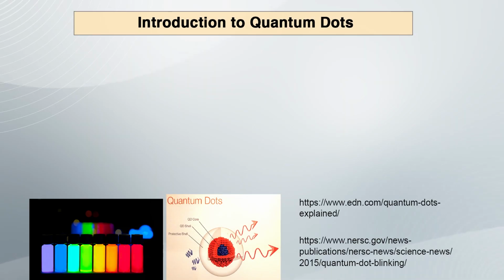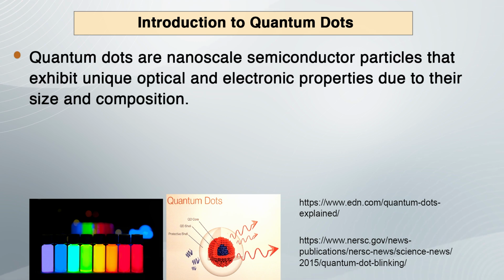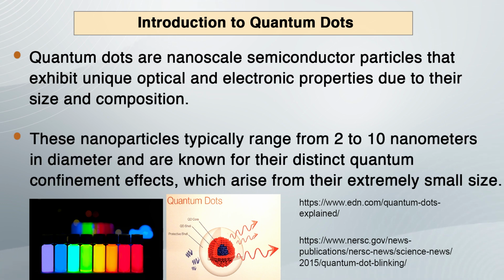We have already discussed the carbon buckyball. Now we will discuss what is the quantum dot. Quantum dots are nanoscale semiconductor particles that exhibit unique optical and electronic properties due to their size and composition. These nanoparticles typically range from 2 to 10 nanometers in diameter and are known for their distinct quantum confinement effect, which arises from their extremely small size.